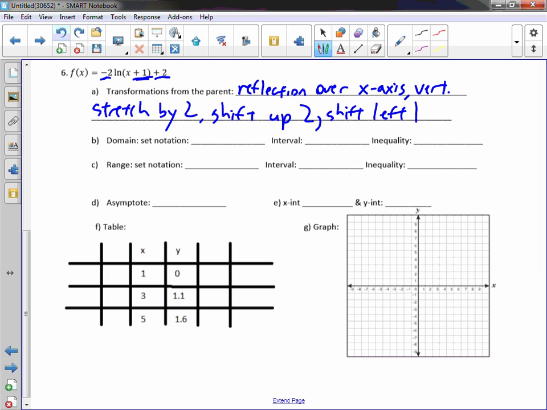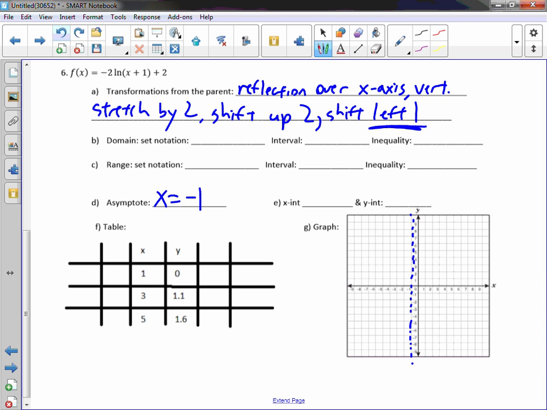So let's find our asymptote next. Remember, from number 5, I said our asymptote is always our left or right shift. If I shifted left 1, my asymptote is x equals negative 1. So the asymptote on ln works the same way as an asymptote on log. It's x equals your left or right shift. In this case, it's right there.